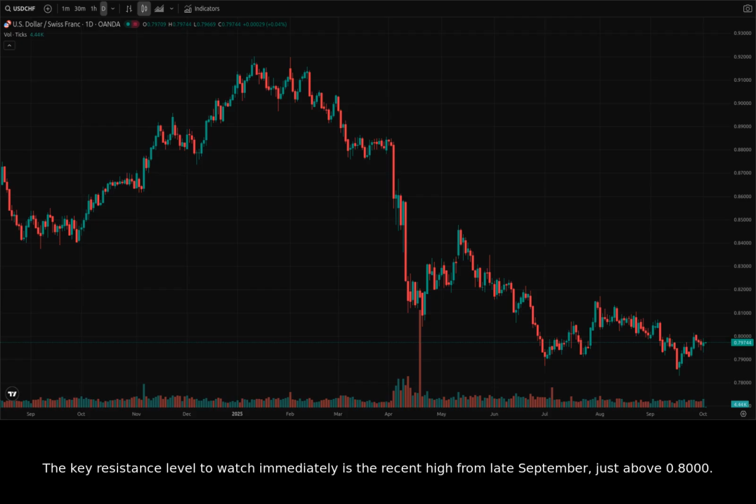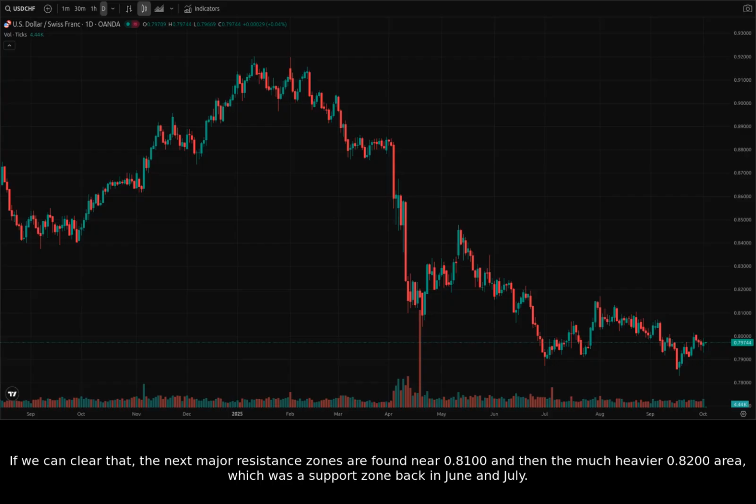The key resistance level to watch immediately is the recent high from late September, just above 0.8000. If we can clear that, the next major resistance zones are found near 0.8100 and then the much heavier 0.8200 area, which was a support zone back in June and July.